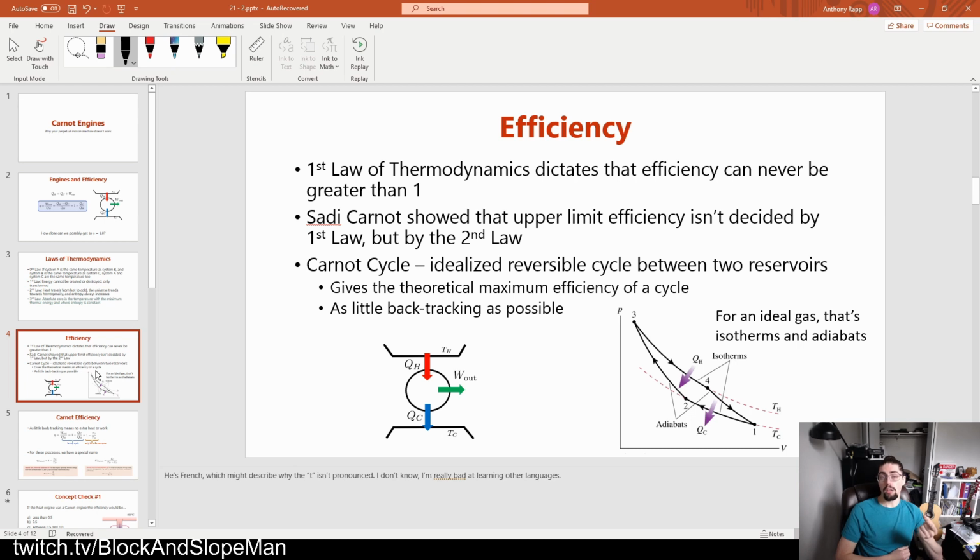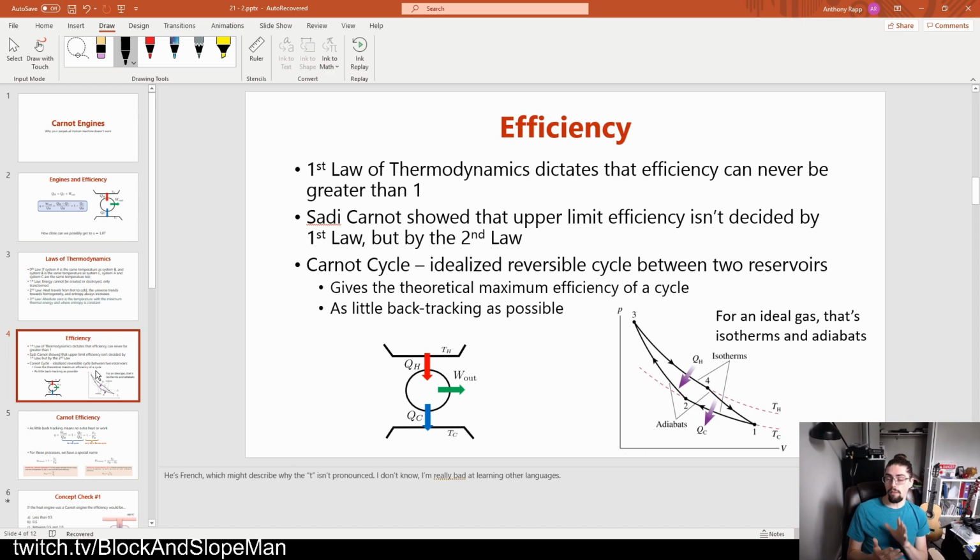And what that's really doing is you're trying to backtrack as little as possible, right? You're trying to only do extraneous work when you really, really need to get back to your initial position. You're trying to not expel any additional heat than what you actually need, but this is the way you do it.